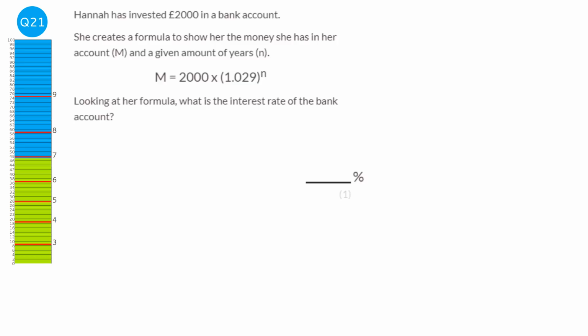So the way this formula works is we have M, which is the final amount.